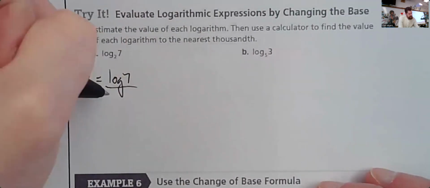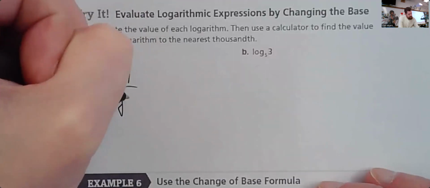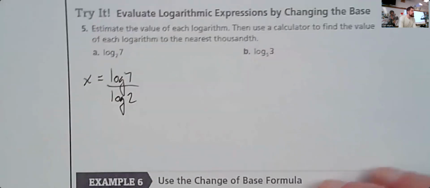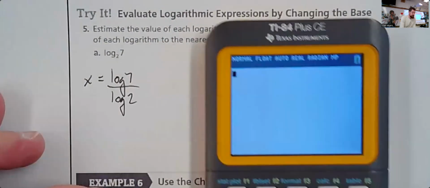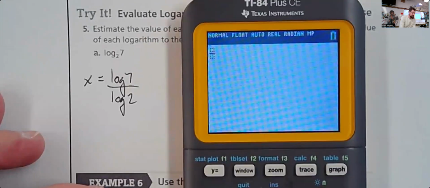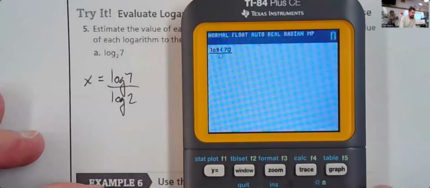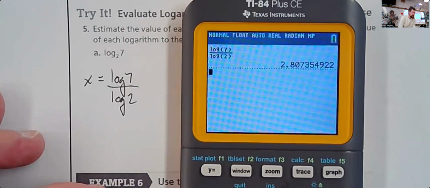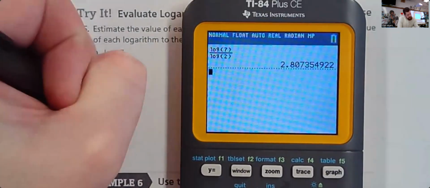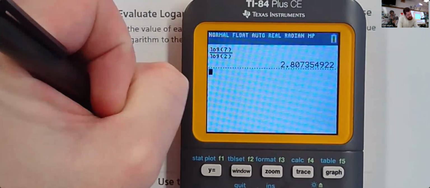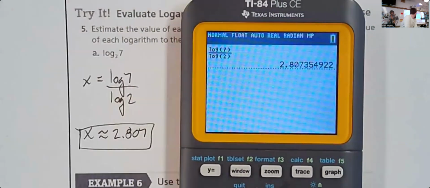Yeah, log 7 divided by log 2. That's it. So type that in. We should have an answer somewhere in between 2 and 3. And 2.807. So closer to 3 than 2. To the nearest 1,000, 3 decimal places, there it is.